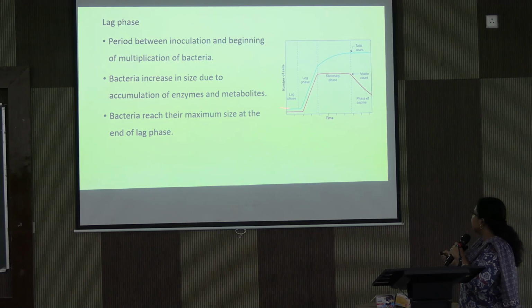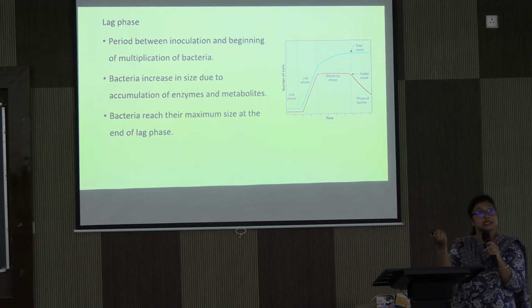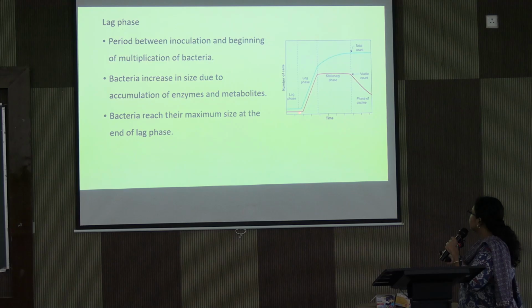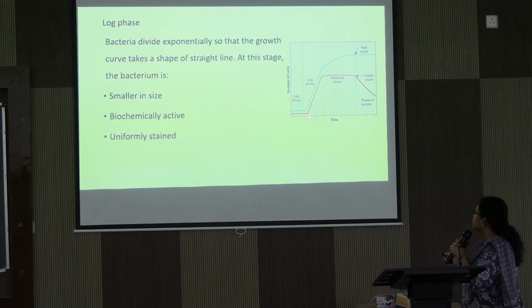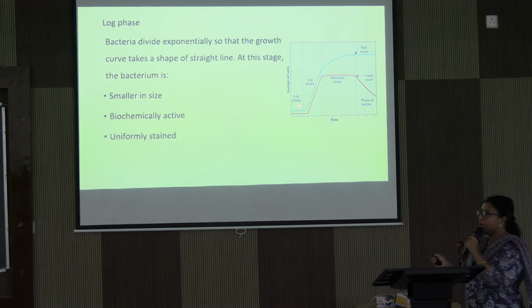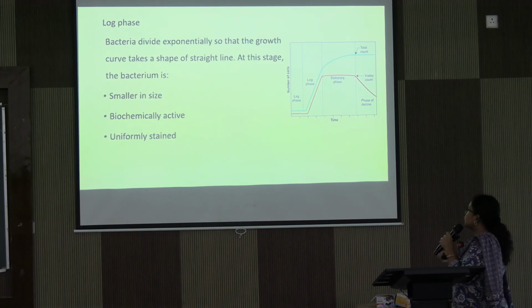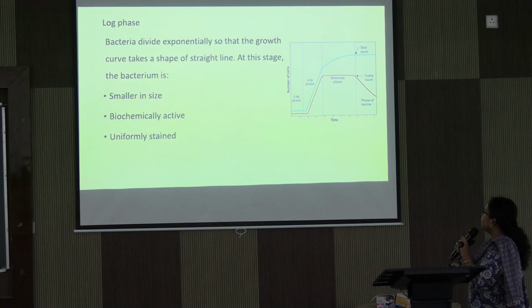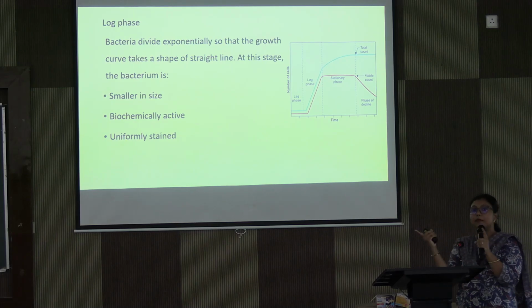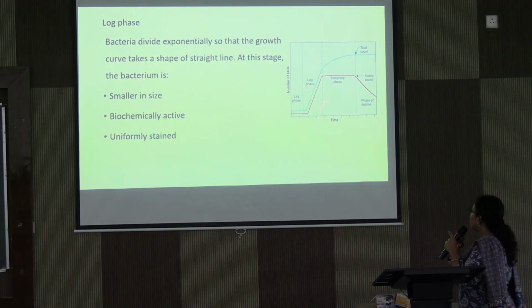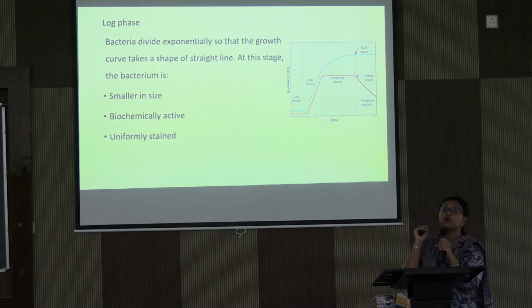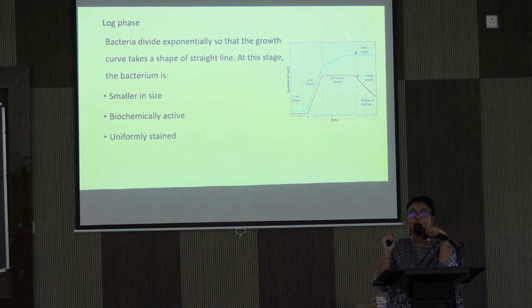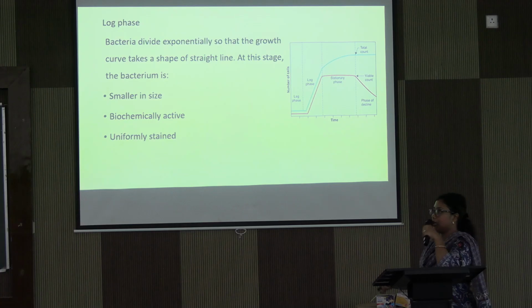In this phase the bacterium will reach its maximum size, and here is the end of the lag phase. Then we come across the log phase. In the log phase, there is an exponential increase, multiplication. Since there is multiplication, the bacteria are smaller in size, biochemically active, and uniformly stained. If you do the gram stain, they are uniform in staining.